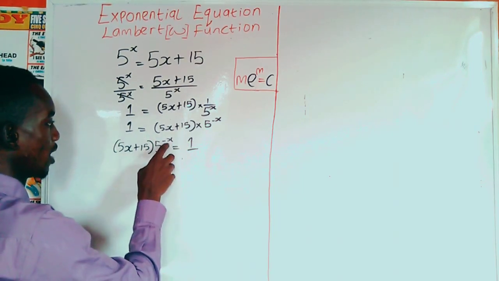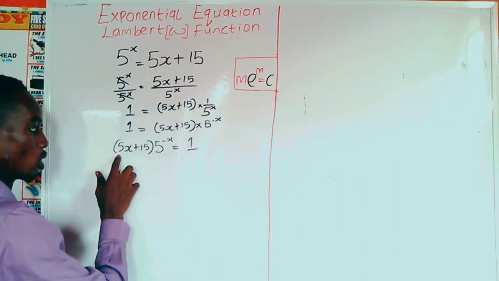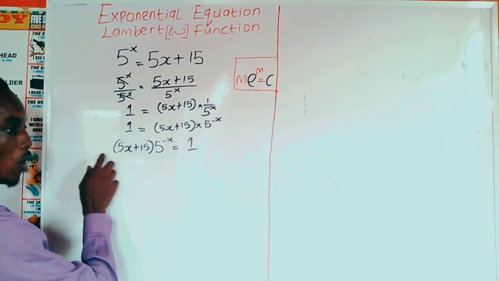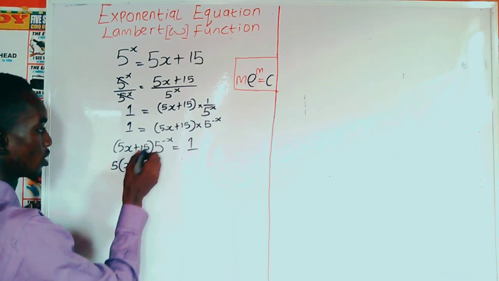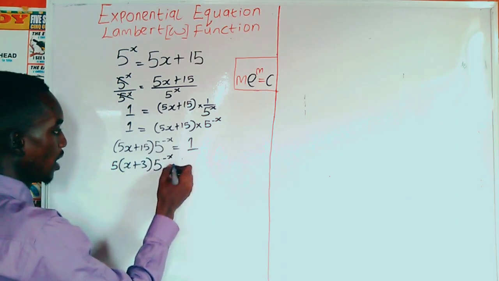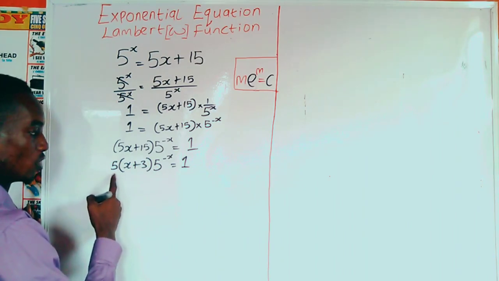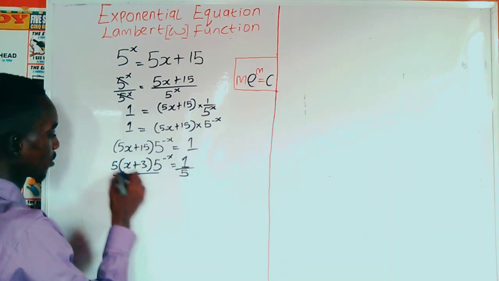First of all, our x here has no coefficient of 5, but there is a coefficient of 5 here. So let's get rid of that by factorizing 5 out from here. So we have 5 into brackets x plus 15 divided by 5, which is what? 3. Then 5 raised to the power negative x equals 1. So we divide both sides by 5 to get rid of this 5.